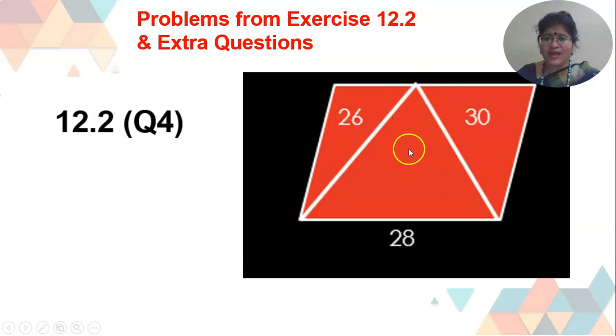Then how would you calculate the height of this? We don't know the height of this triangle, but you know the area of this triangle by Heron's formula. Area of the triangle is half into base, which is 28, into height. So from that, you can calculate the height.